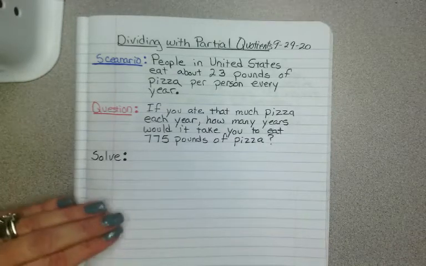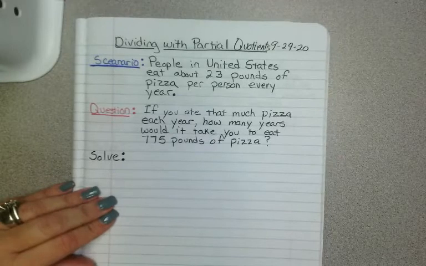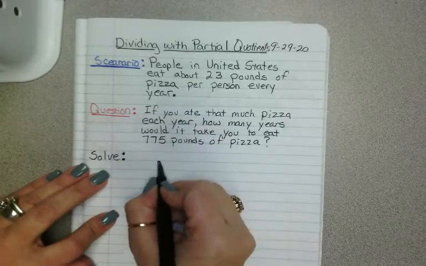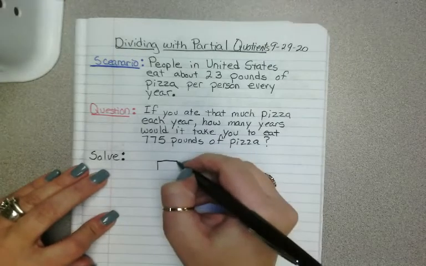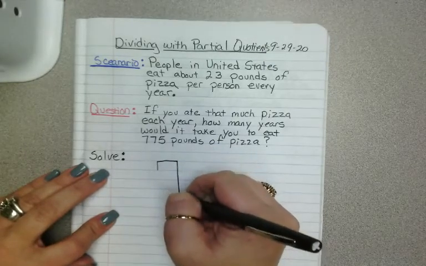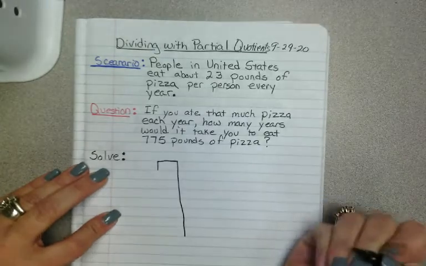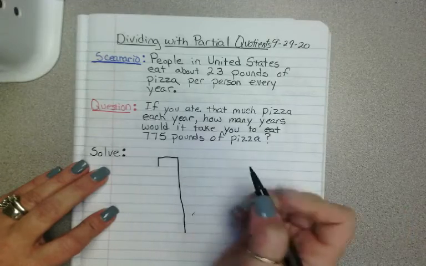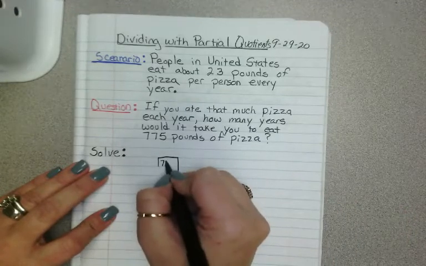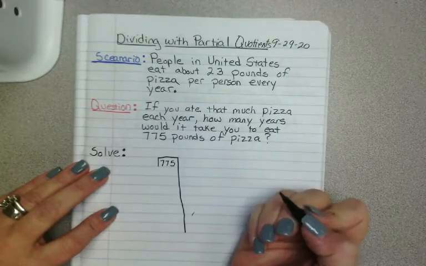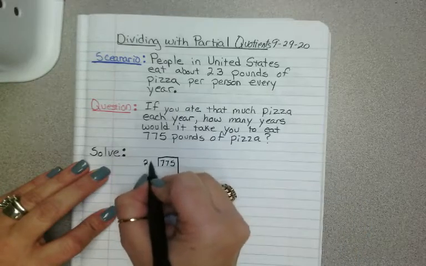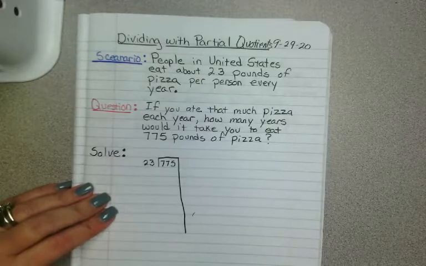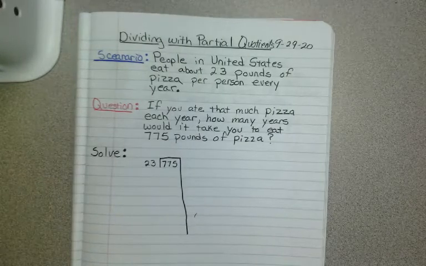Okay, so this is a classic division problem. I'm going to set it up this way. I'm going to extend this little bar down this way, and this is where I'm going to collect all my partial quotients. So, 775 divided by 23.